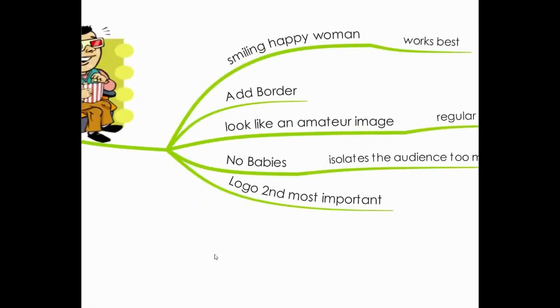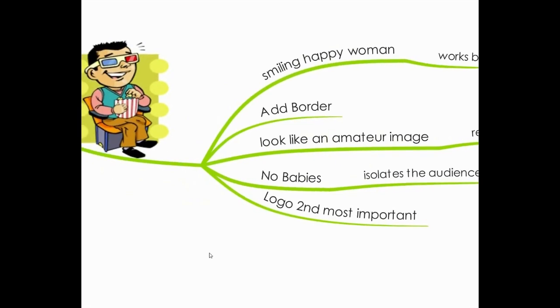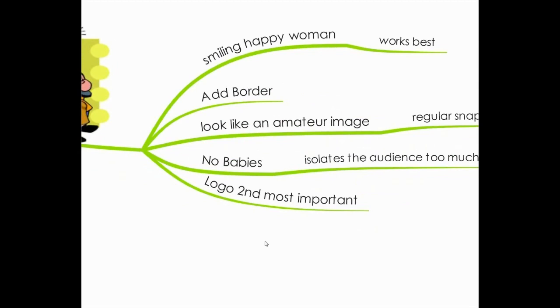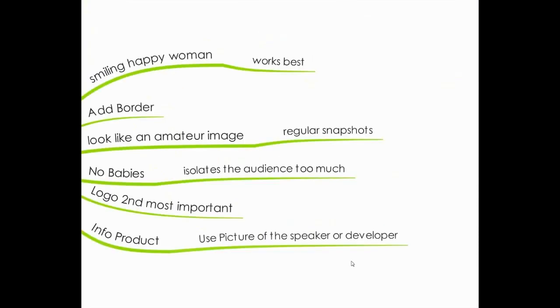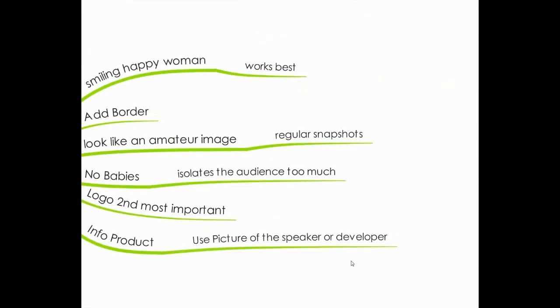If it's a big company where you can legally get away with showing logos, logos do pretty well. And for info products, if it's somebody that's recognizable to the audience, I usually try to use that face. Or if it's a developer of the product that's recognizable, try to use their face as well.